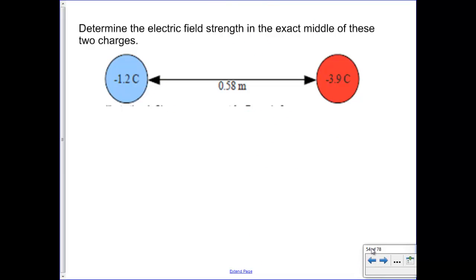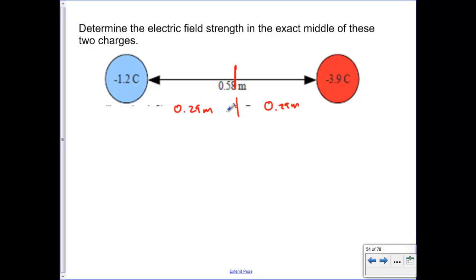Let's try another one. Find the electric field strength exactly in the middle of these two charges. So we're going to have to split the distance in half. How far away is it from the one object? 0.29. And then 0.29 meters away here.